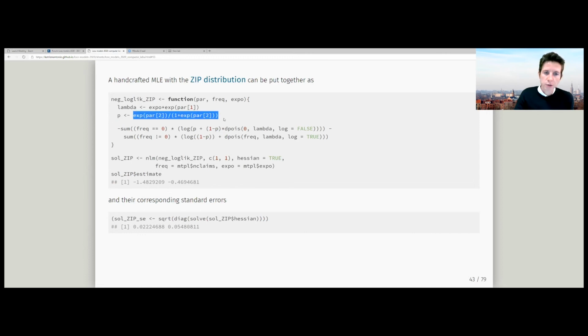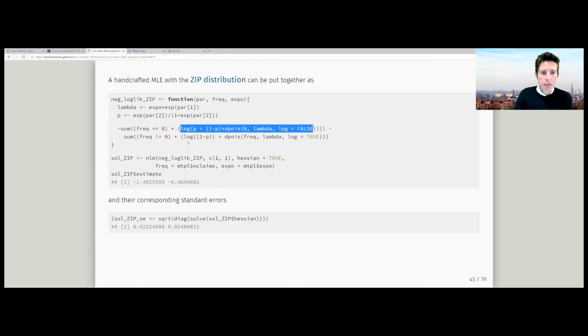And again, you recognize this funny transformation here. That's exactly the same transformation as what I applied before, and I need this to make sure that I end up with a number between 0 and 1. That's the idea. And what the negative log likelihood then becomes is a contribution of this form: the logarithm of p plus 1 minus p, and then the probability to see a zero outcome in the Poisson model, right?